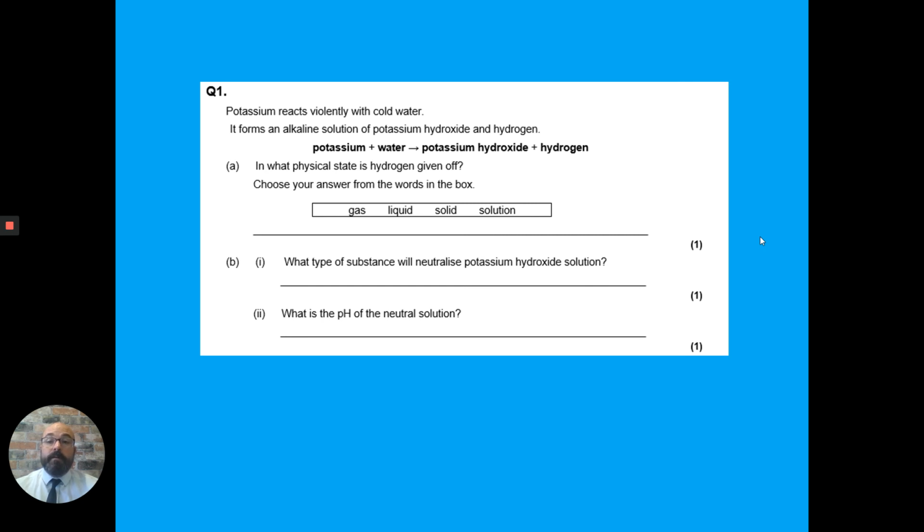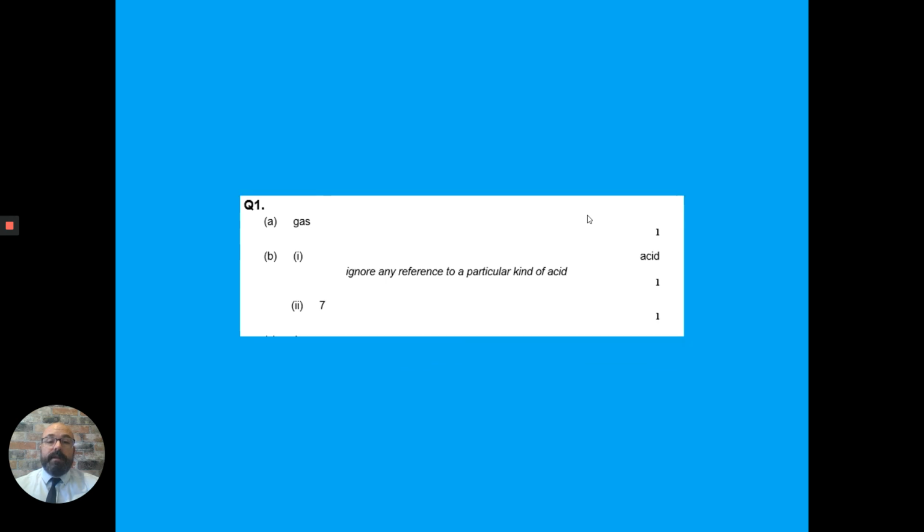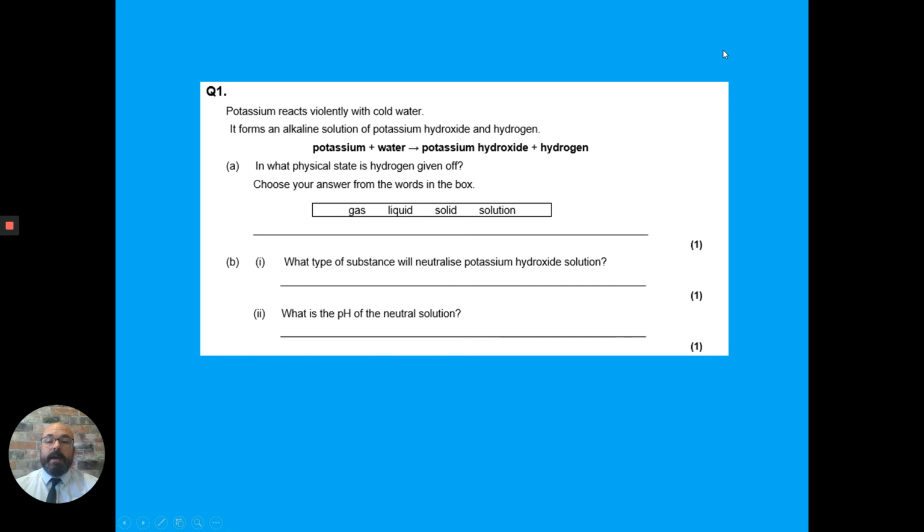So this is a typical past paper question. It tells you potassium reacts violently with cold water and it forms an alkaline solution of potassium hydroxide and hydrogen. And there we have the word equation. Okay. So what state is it given off? Well, we know that hydrogen is a gas. So there we can see the answer for 1 mark. It is given off as a gas.